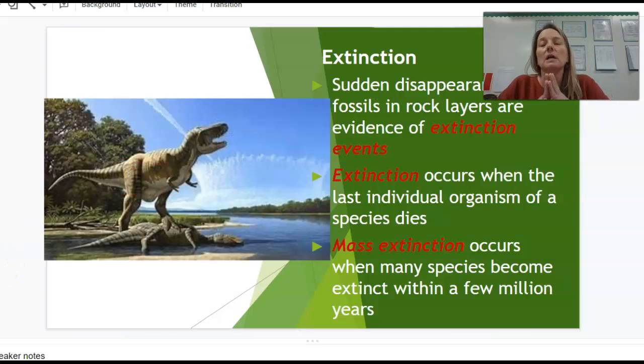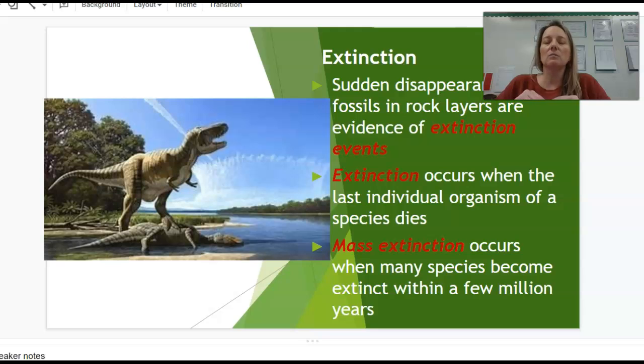We can't talk about fossils and evolution and natural selection, all that, without talking about extinction. What exactly is extinction? Extinction is when something disappears. The sudden disappearance of fossils in rock layers is evidence of extinction events.